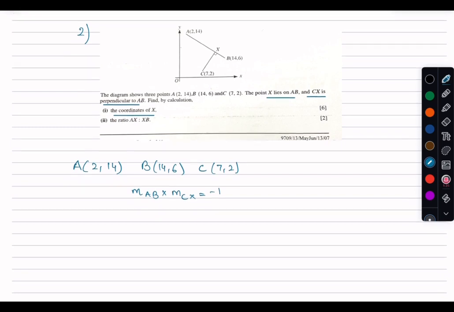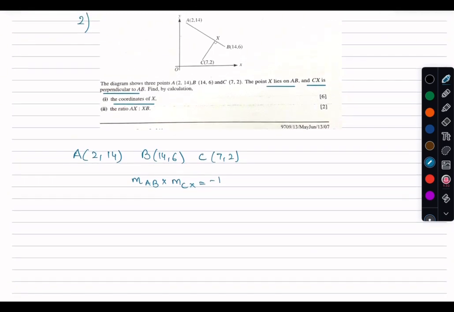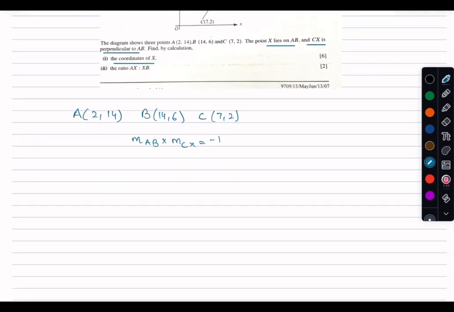To get the coordinates of X, let's do the mind mapping again. We have to have the gradient of AB. We are doing part 1, where part 1 says find the coordinates of X. So the gradient of AB will be equal to the vertical difference between A and B divided by the horizontal distance between A and B.